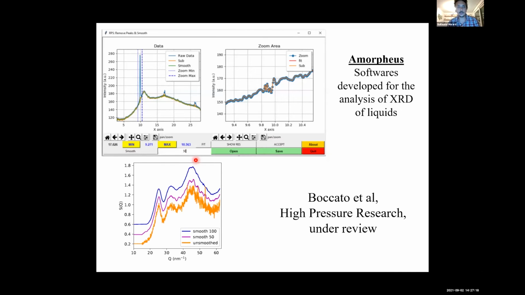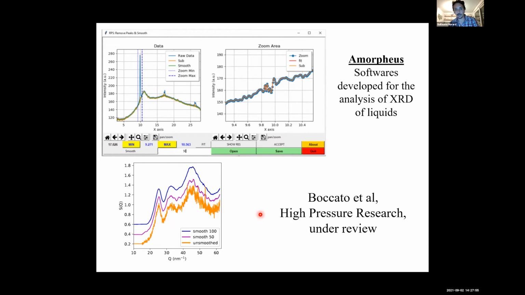For the analysis, I use part of the software that is actually, this is a paper by Silvia Boccato and people from IMPMC. We developed a software for the analysis of liquid called Amorpheus. And one part of the software is this RPS, this remove peaks and smooth. So it removes the KCl peaks, all the diffraction peaks. You can click and say to remove the peaks, and it interpolates the signal below these peaks. And there's also a smoothing function in order to smooth the data.